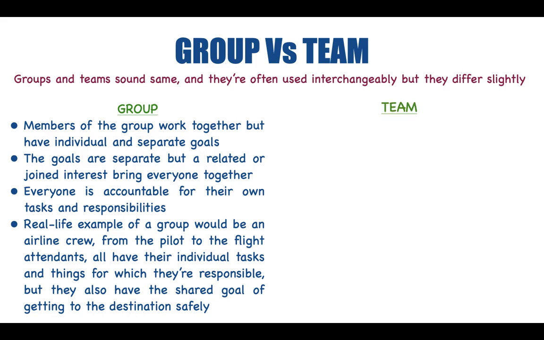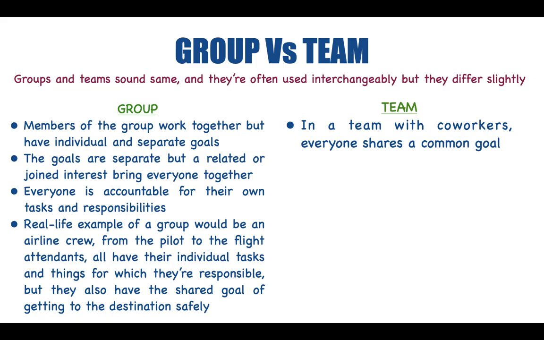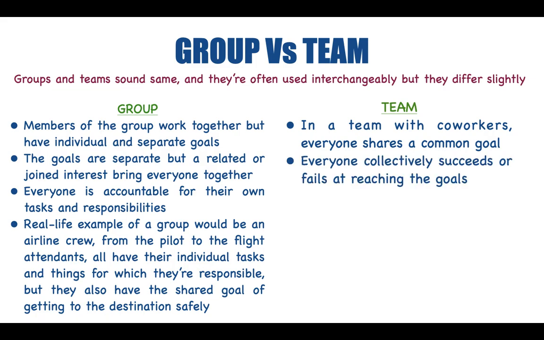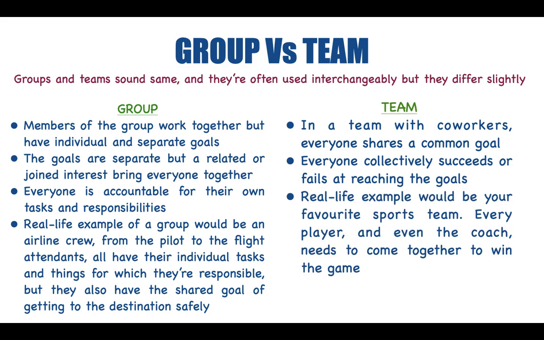But when we talk about a team, in a team everyone shares a common goal. They have a common goal, and everyone collectively succeeds or fails at reaching the goals. An example would be a favorite sports team, where every player and even the coach needs to come together to win the game. So this is one example of a team where everybody collectively works together to achieve a common goal.